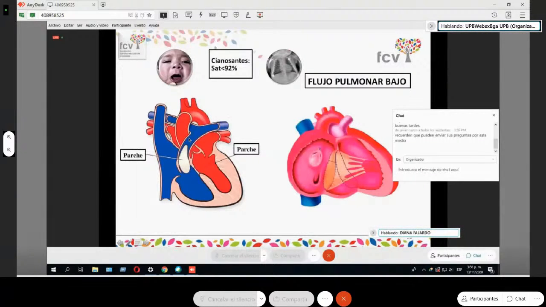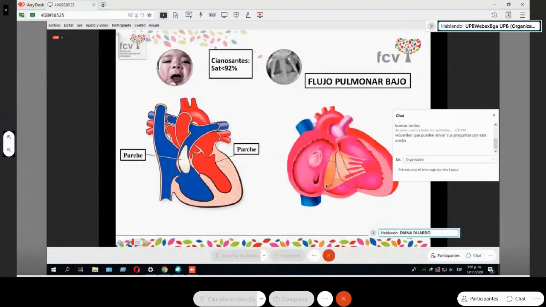Some children, after the three stages or due to the disease they have, ultimately require a heart transplant. And what we do in our institution, we have performed 50 heart transplants. And here we have some of our children with heart disease, one of them already operated.